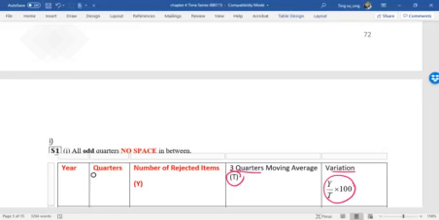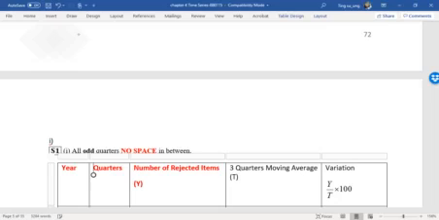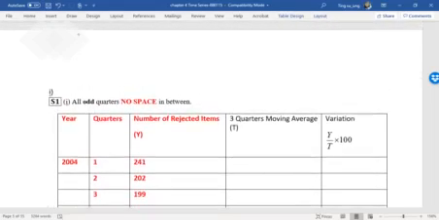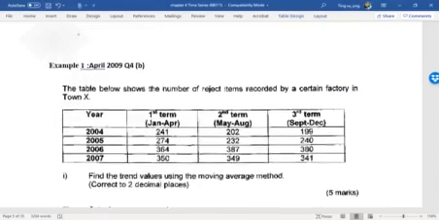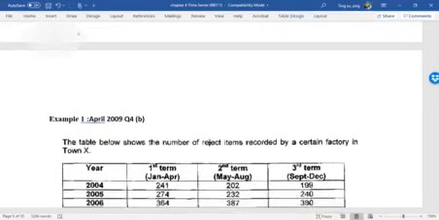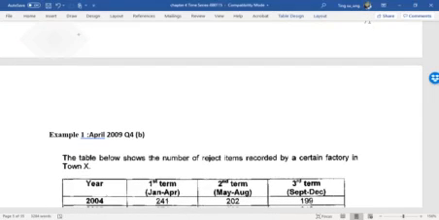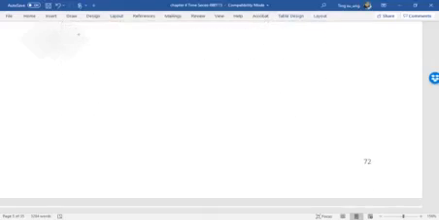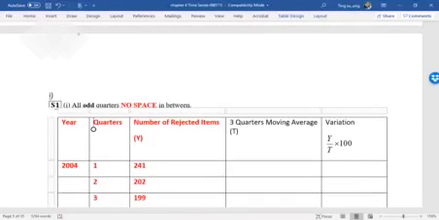When you're done, don't forget to copy back the information that you obtained from the table above. 2004, the first term you have 241, 274? 241, 202, 199. See that? So you just write down 241, 202, 199. No spacing, please, you just copy back.